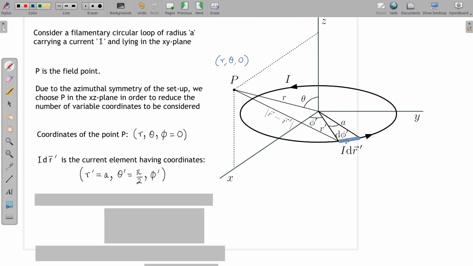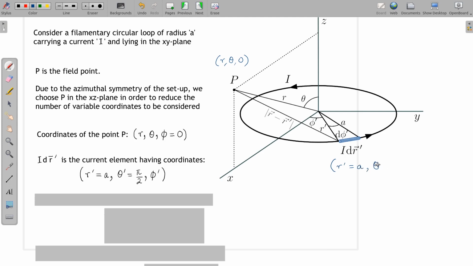In a similar way, we can find the coordinates of the current element, but here the coordinates will not be r, theta, and phi. They will be r prime, theta prime, and phi prime. Why? Because this is a source point, the current element is a source point, and we are using primed coordinates. So we have r prime. What is r prime? It is the radial distance, and the radial distance of this current element is equal to the radius of the wire, which is a.